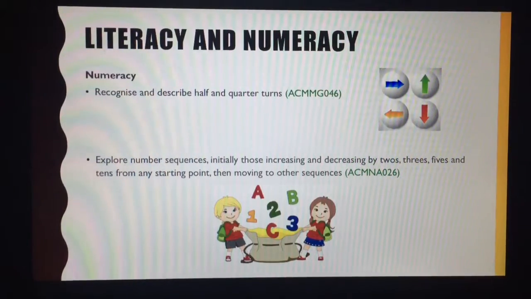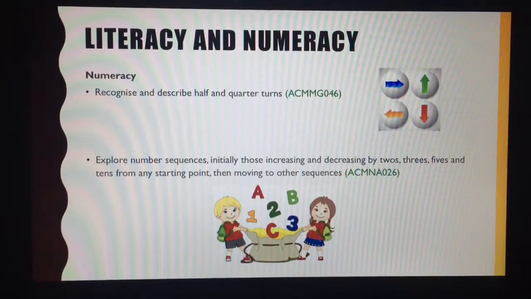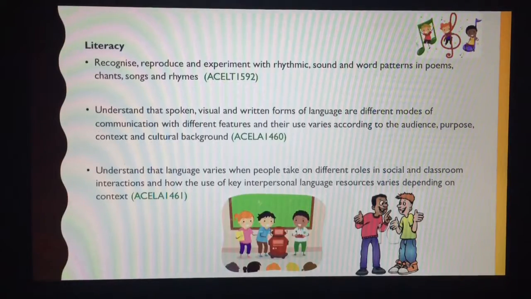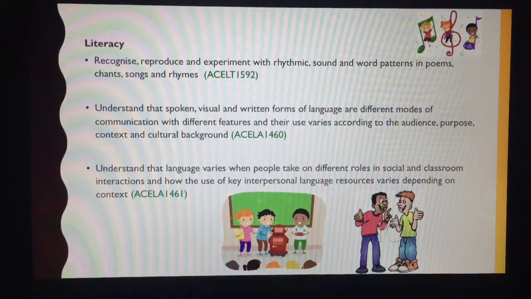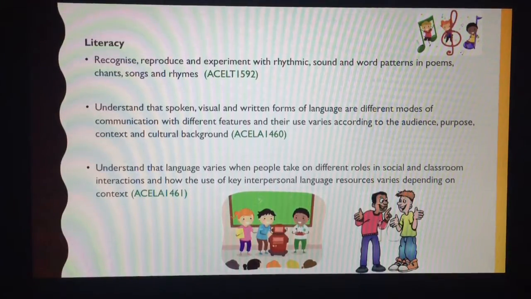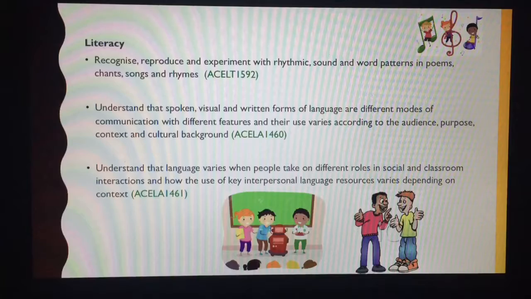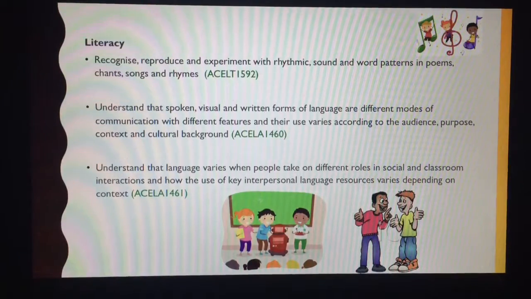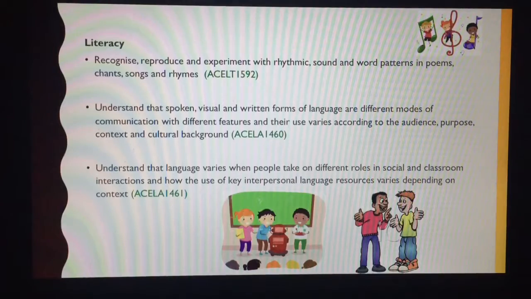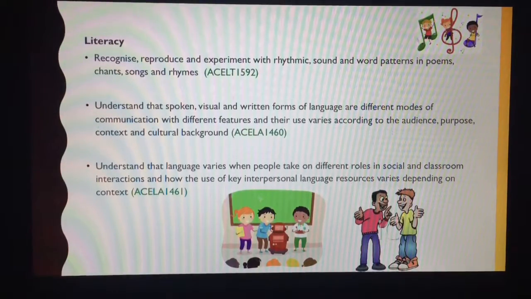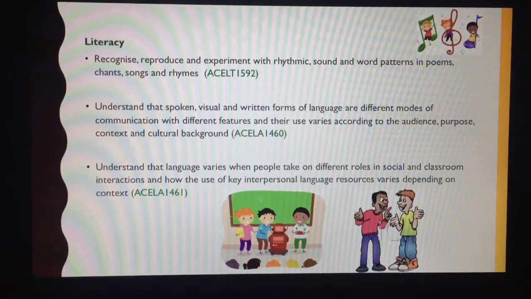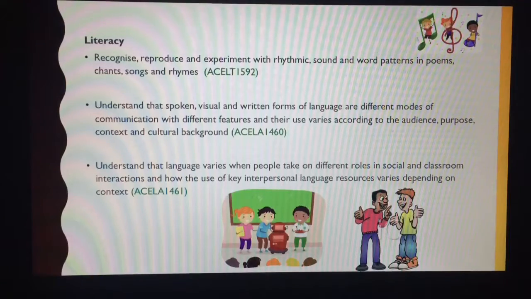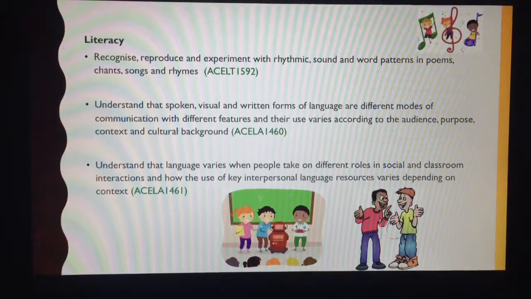Students will also be developing fluency and confidence with numbers and calculations by narrating number sequences repetitively. This activity also incorporated literacy by getting students to identify, reproduce, and experiment with rhythmic sound and word patterns in poems and songs. Students will sing the songs while they're doing the line dance. Students will be recognizing the expressions of politeness while working in groups, and students will notice the differences and similarities between giving a presentation and talking to their peers.